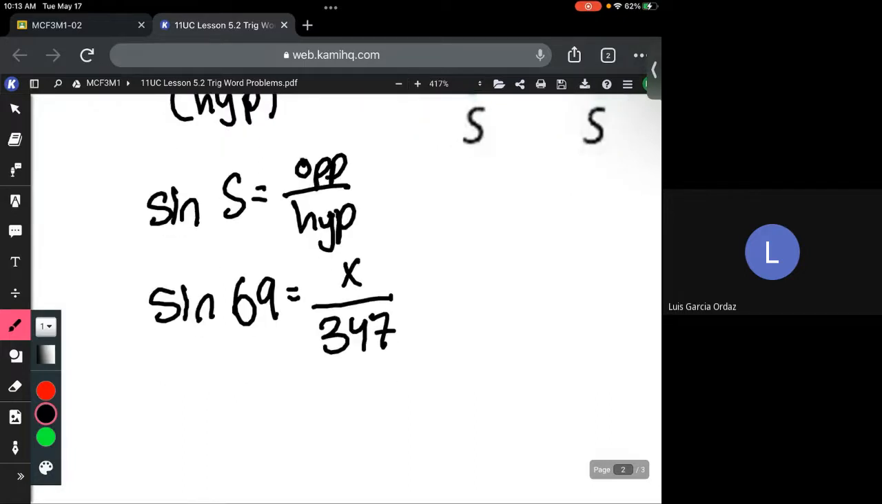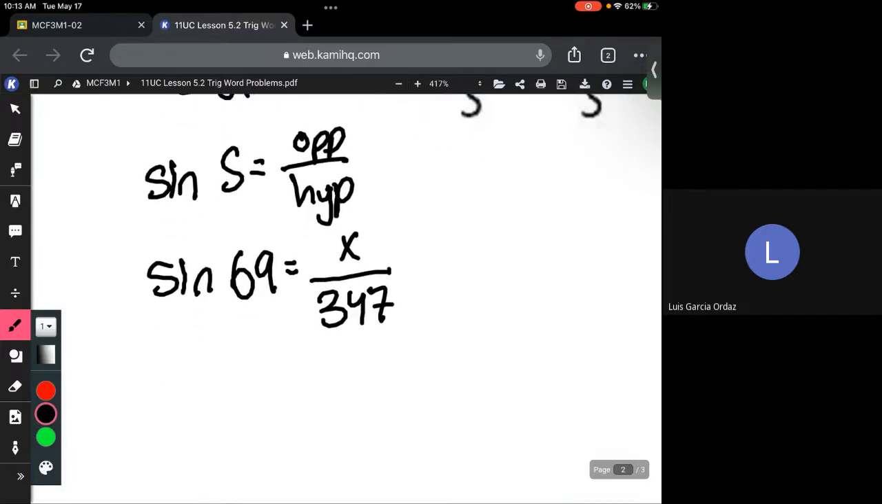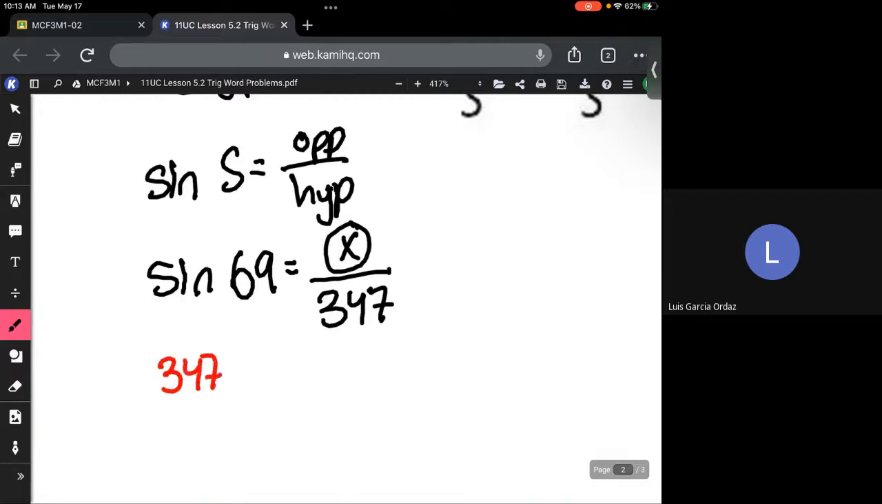Multiply by what? Nope, 347. Whenever I have X at the top, I'm always multiplying by the number that's at the bottom. I've said this like 3 times already. So you're going to multiply both sides by 347. So I get 347 times sine 69 is equal to X.